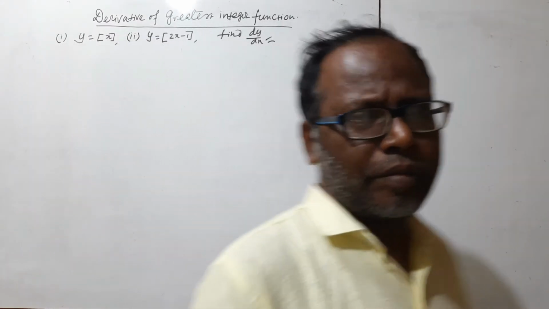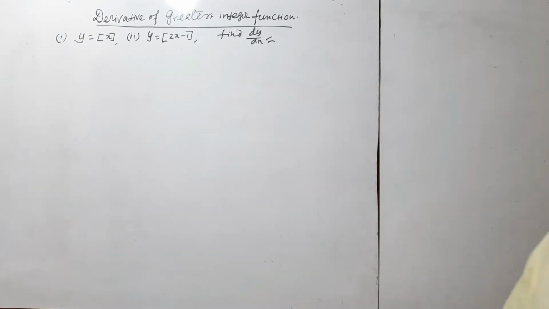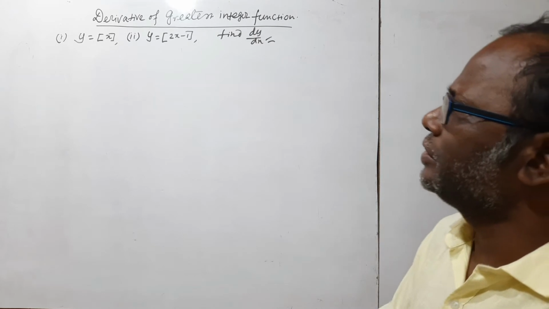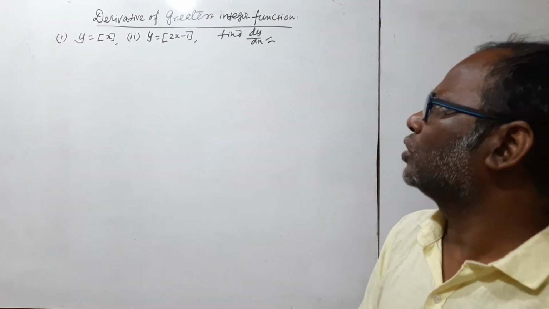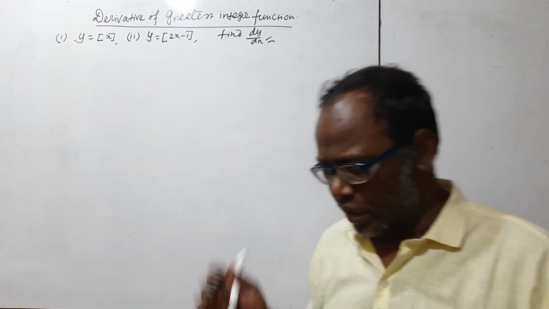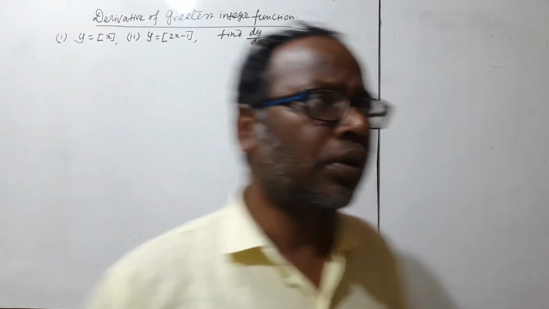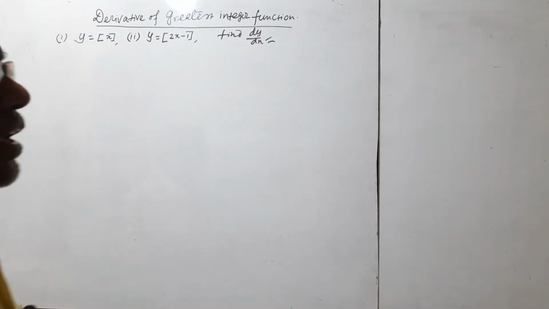See, here is a very important problem, and that is the differentiation of the greatest integer function. The first function is y equal to box x, and y equal to box of 2x minus 1. This is a very important video for today. Now first I want to introduce what the greatest integer function is about.